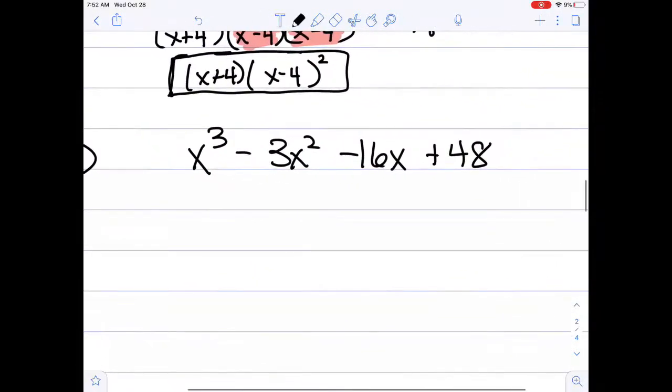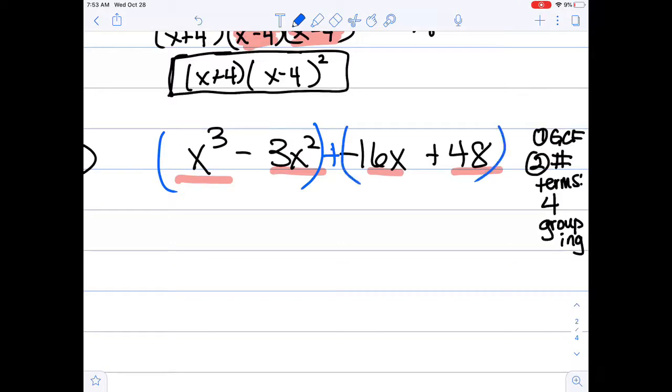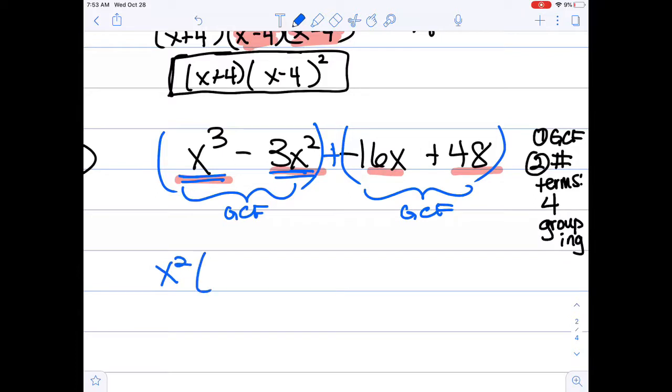All right, let's look at this one now. This is 1, 2, 3, 4 terms. There's no GCF, so we already covered that. There are 4 terms, which means we're going to have to try grouping. So here we go. We're going to put parentheses around the first 2, put a plus, and around the second 2. And now we're going to pull out a GCF of each of these. So the GCF of x cubed and 3x squared is just x squared. And we're left with x minus 3.